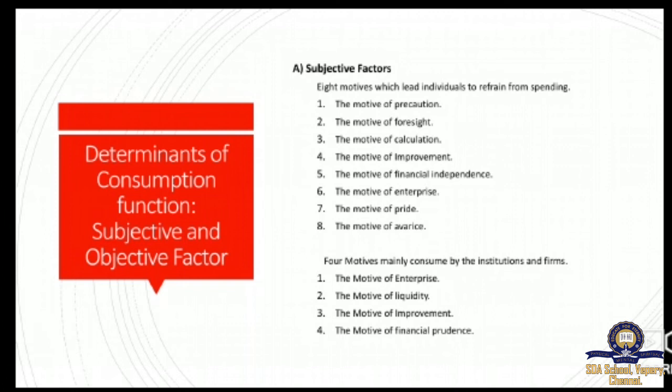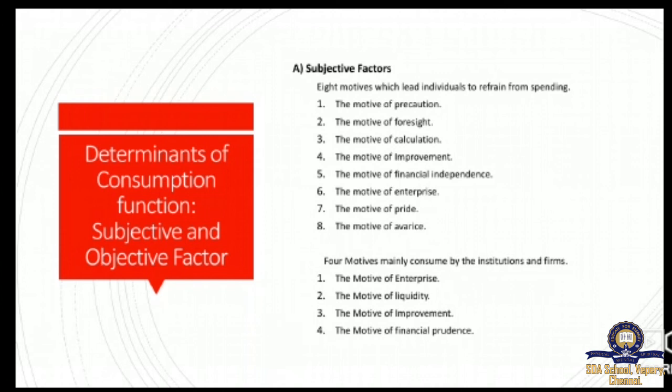The next one is financial independence. I don't want to depend upon anyone. I want to use my own income. So for that purpose, I'll save more money and consume less. And the motive of enterprise means I want to enter into business. I want to enter into trade. Trade means buying and selling. For that purpose, I am saving the money.